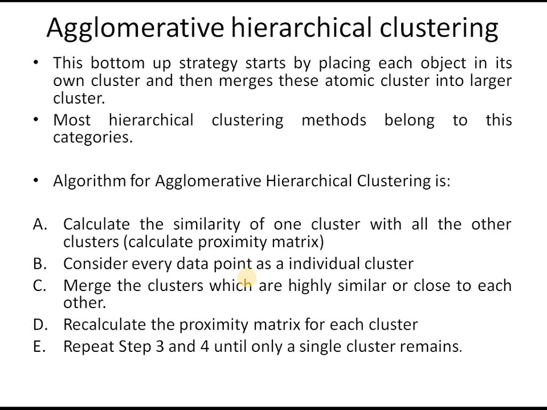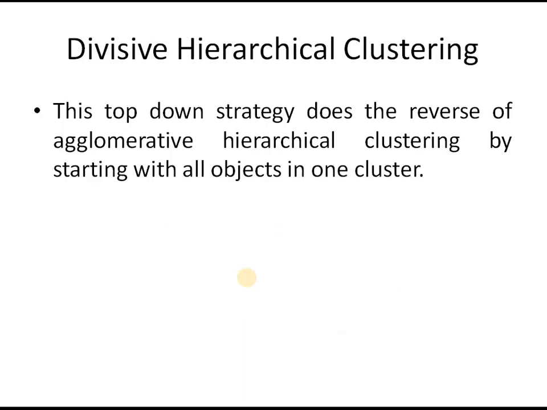Divisive hierarchical clustering. This top-down strategy does the reverse of agglomerative hierarchical clustering by starting with all objects in one cluster. It subdivides the cluster into smaller and smaller pieces until each object forms a cluster on its own, or until it satisfies certain termination conditions, such as a desired number of clusters is obtained or the diameter of each cluster is within a certain threshold.